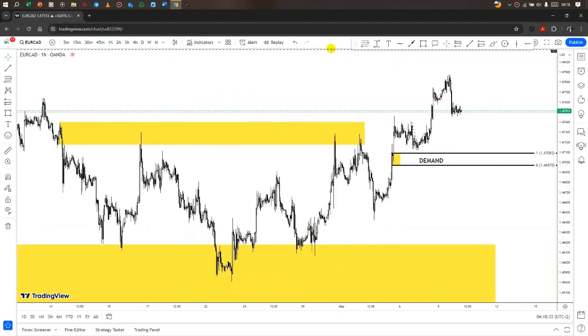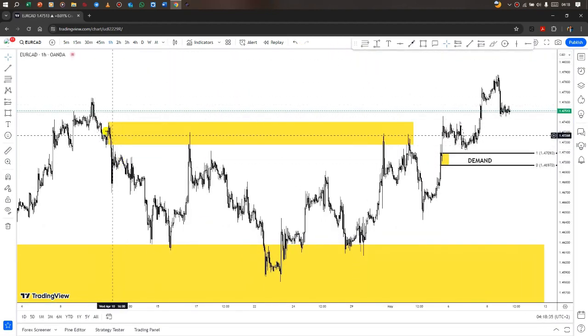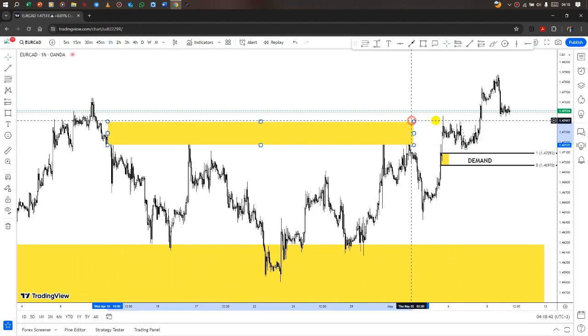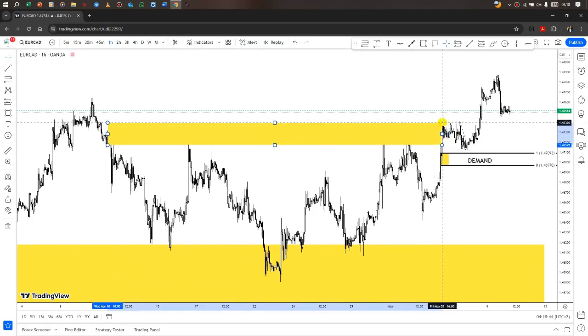Always look on your left, always look on your left. So as you can see, that's our significant supply zone here. This was the first reaction, second reaction, third reaction. So you can see the price did engulf out of this significant supply.